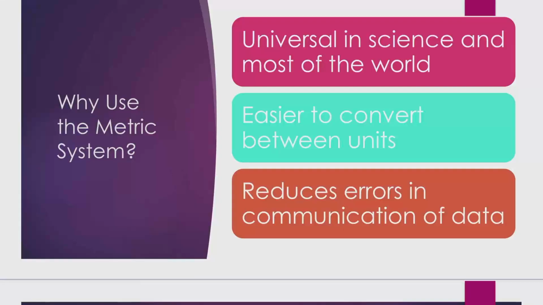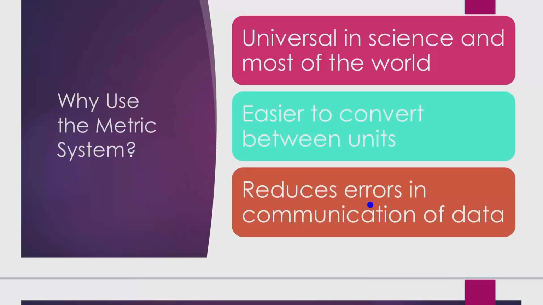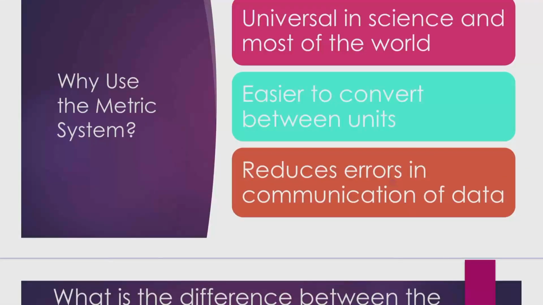We'll see examples of that. It also helps reduce error in communication of data. If we're always using the same system in science, then if we somehow forget to include a unit, sometimes we can just throw that on. Or if we remember only the number and we don't remember the unit, we're like, oh, we're in science, so it's probably this unit. So it can help reduce some of the errors in communication of data.